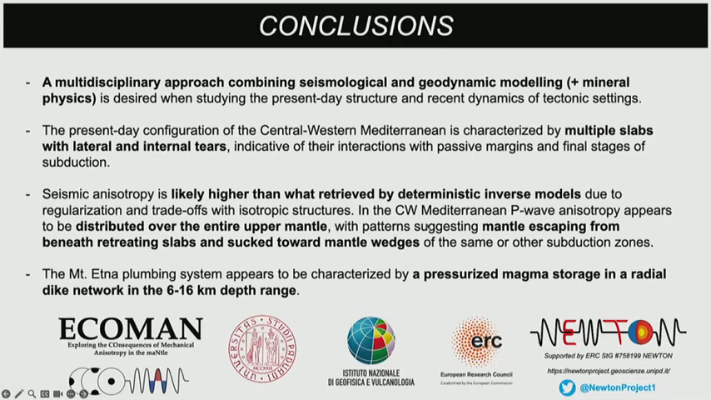And in the central western Mediterranean, P-wave anisotropy appears to be distributed over the entire upper mantle, not just in the asthenosphere. This is another big discussion topic, with patterns suggesting mantle escaping from beneath retreating slabs and flowing toward mantle wedges of the same or other nearby subduction zones. And the Mount Etna plumbing system appears to be characterized by a pressurized magma storage and a radial dike network in the 6 to 16 kilometer depth range.